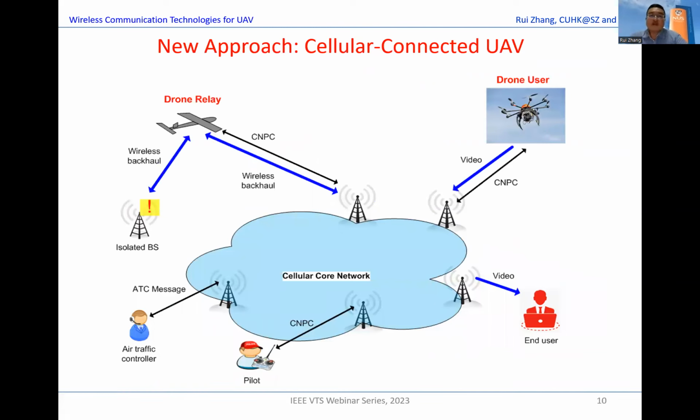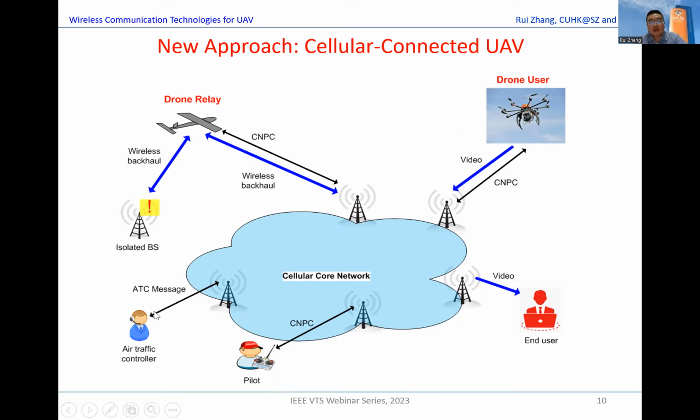The new and emerging approach is to use the existing cellular network to enable UAV communication. This approach is called cellular connected UAV. The main motivation is that we already have a well deployed cellular network, which has very reliable backhaul, usually using optical communication. And also we have very reliable wireless access in today's 5G, for example.